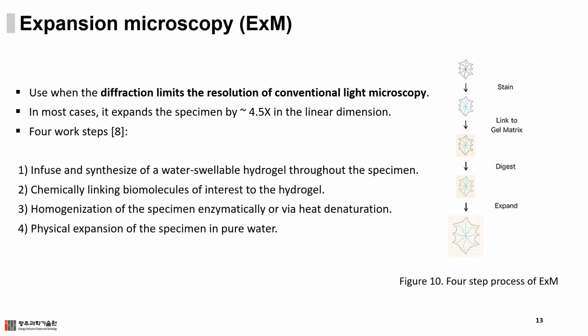The next imaging technique for brain structure is expansion microscopy. It literally expands the size of the specimen. This is used when the diffraction limits the resolution of conventional light microscopy. This follows four work steps. First, infuse and synthesize water-soluble hydrogel throughout the specimen. Then, chemically link biomolecules of interest to the hydrogel, and homogenize the specimen enzymatically or via heat denaturation. Then finally, the physical expansion of the specimen occurs in pure water.